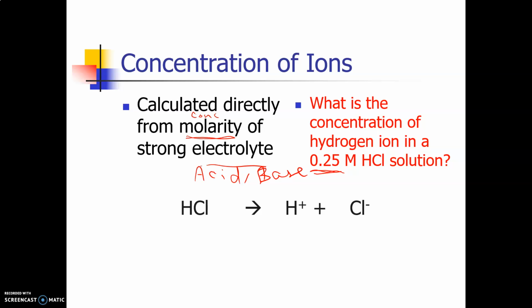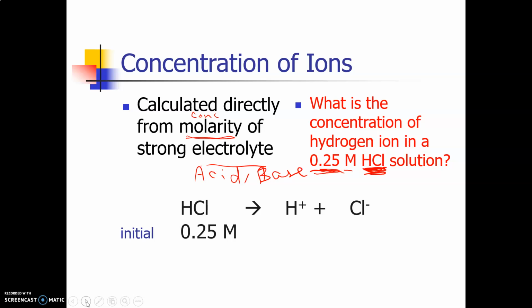So the question again: what is the concentration of hydrogen ion in 0.25 molar HCl solution? Molar means the concentration, which is mole per decimeter cube. To start solving, you have to think of the main thing, the HCl. HCl is a strong acid. This means that it completely dissociates into positive and negative ions. So HCl dissociates into hydrogen and chloride.